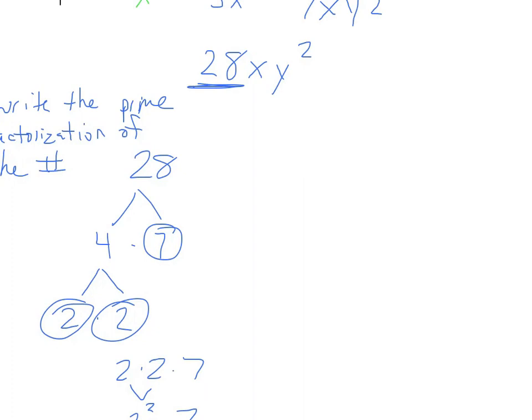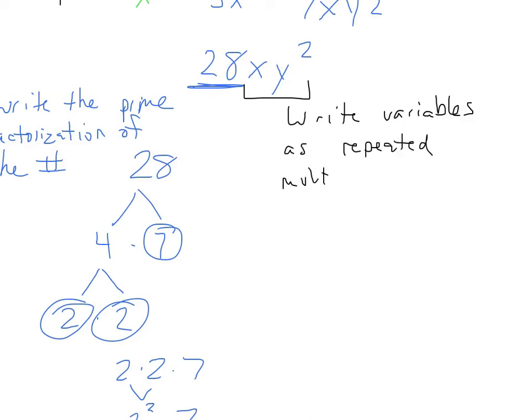Well, let's see. Still haven't dealt with the variable part yet. Okay, so that part. Now, how do I factor that part? Well, I'm just going to write variables as repeated multiplication. So what does that mean? Well, xy squared really is like saying x times y squared. And I can break that up even further by saying that's like saying x times y times y, right? Okay, so there you go.